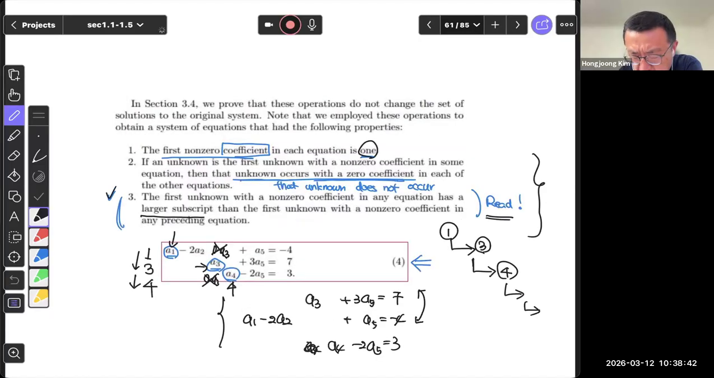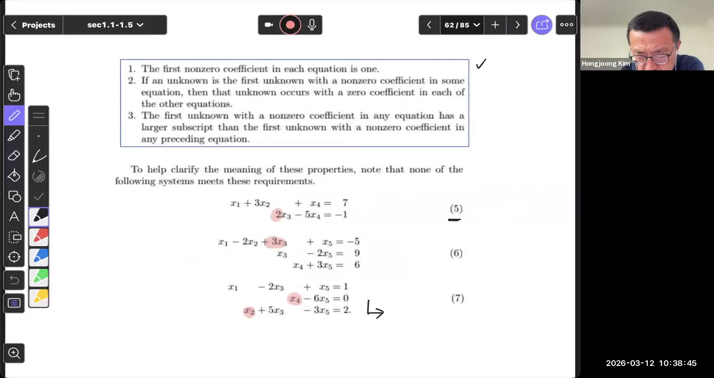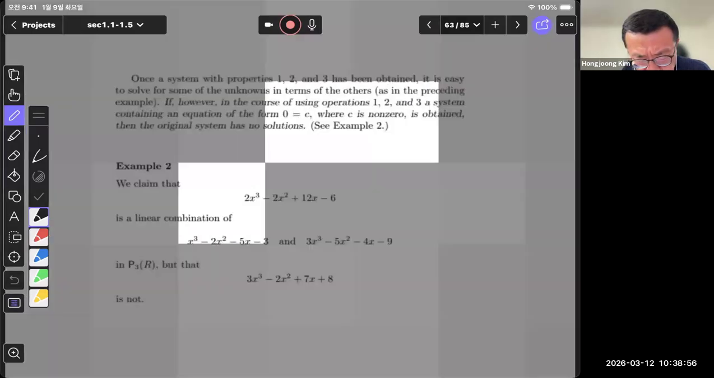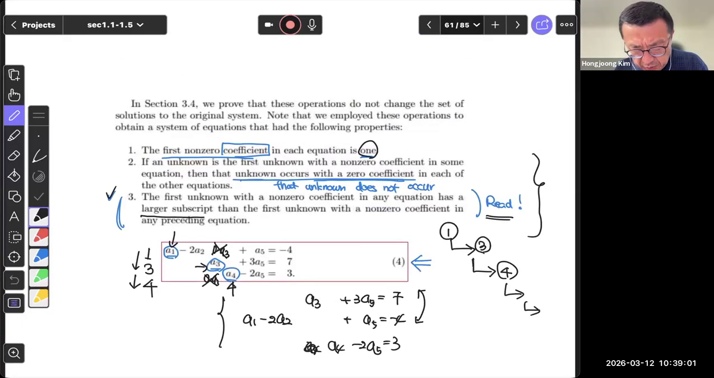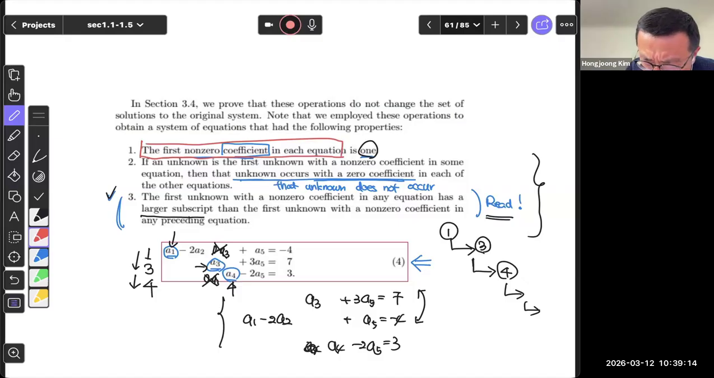So as you go down, the first non-zero coefficients must be shifted to the right. And as I said, the first non-zero coefficient in each equation is called a pivot.